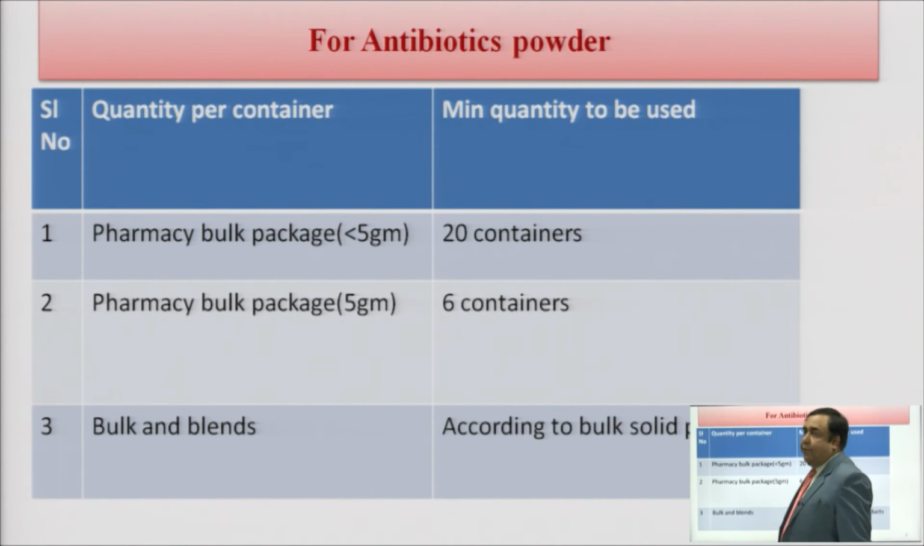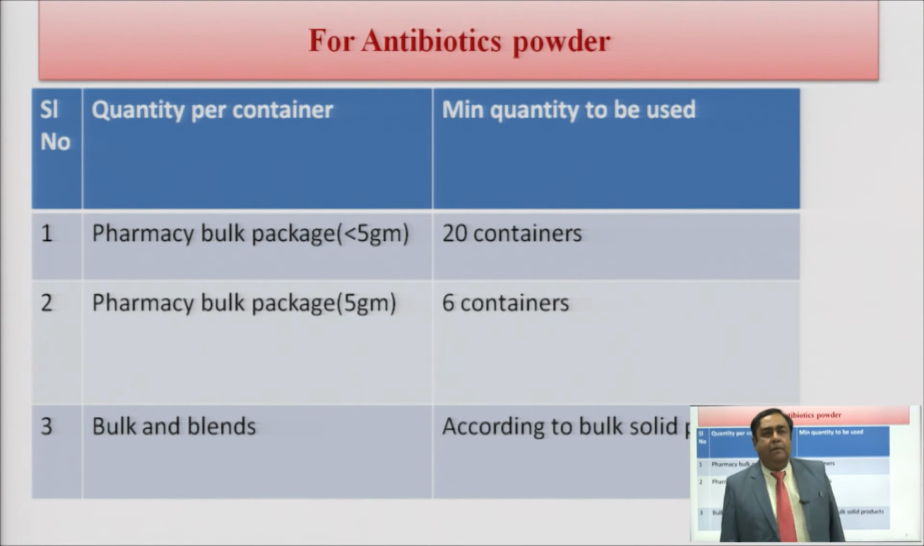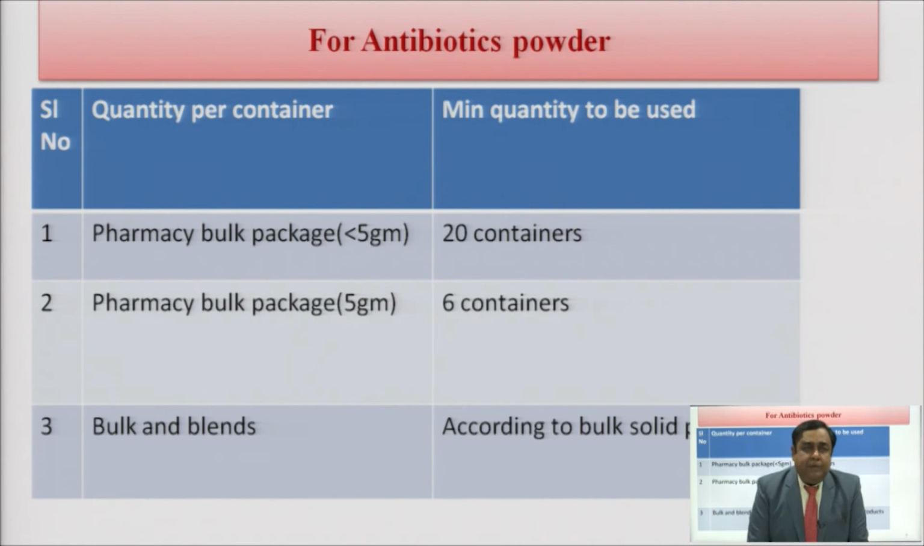If the powder is an antibiotic powder, if it is a pharmacy bulk package less than 5 grams, you need to take 20 containers. If it is a pharmacy bulk package of 5 grams, you need to take 6 containers. If more than this, that is, if there is a bulk and blend, then you have to take according to the bulk solid products.